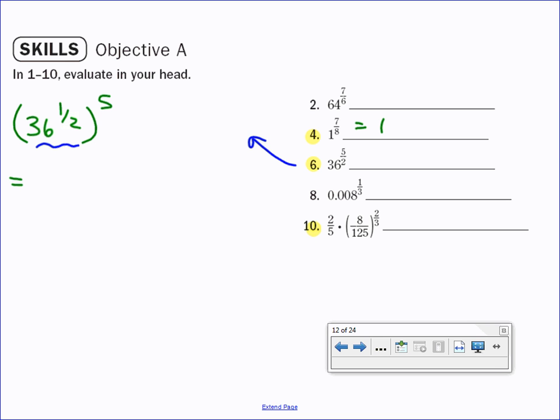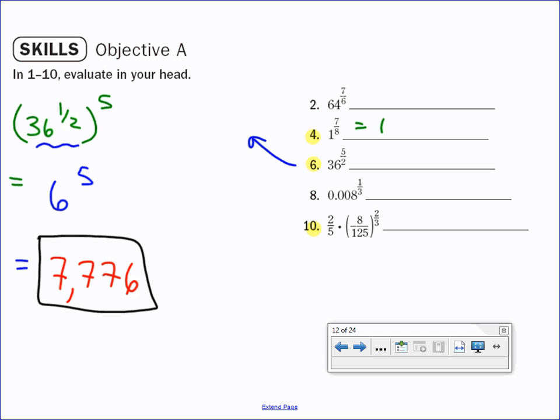So what's the square root of 36? Be ready? Brady? 6, thank you. I still need to raise that to the 5th. Find your 6 to the 5th on your half sheet. And what's that? Olivia B? 7,776. So 7,776. That is 36 to the 5 halves. Nice job.